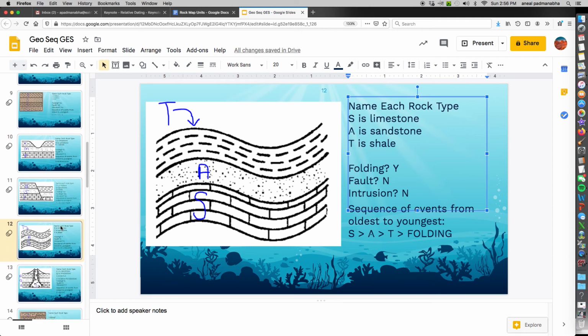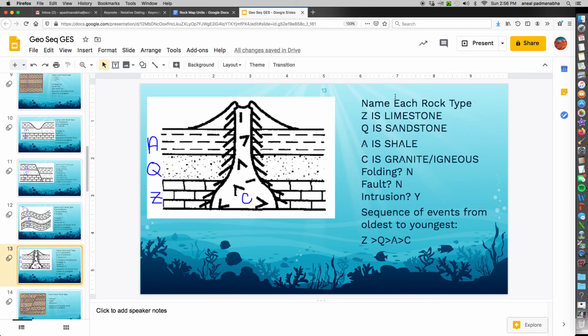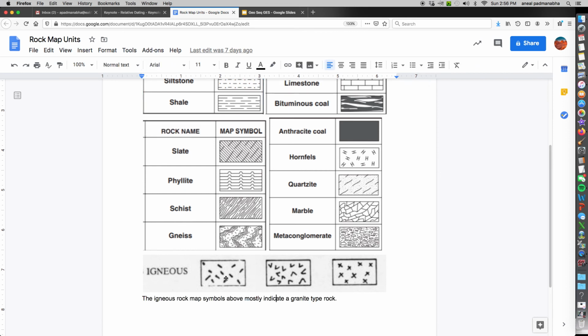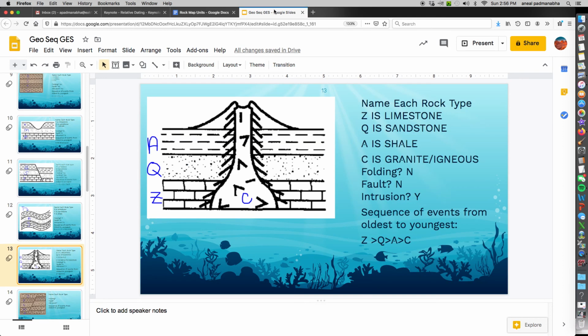And the last diagram is name each rock. So Z is limestone, Q is sandstone, A is shale. This C right here, if we take a look at our map units, again, they're all over the place. You get the sprinkles, you get the V's or chevrons, you get the X's. These are igneous rock map symbols that mostly indicate a granite type rock. So here we have an igneous intrusion because it intrudes. You see how it cuts through all these other layers and it's an igneous rock.